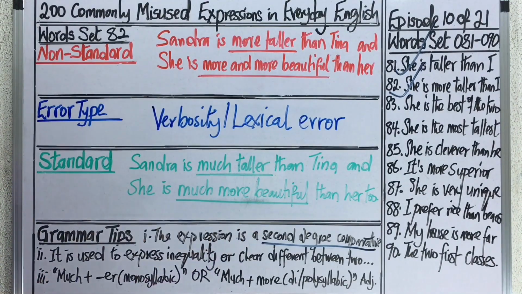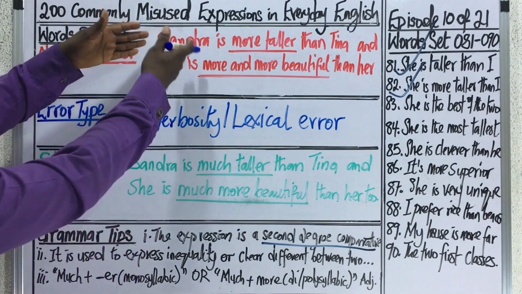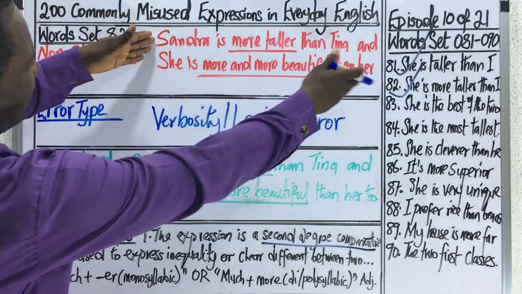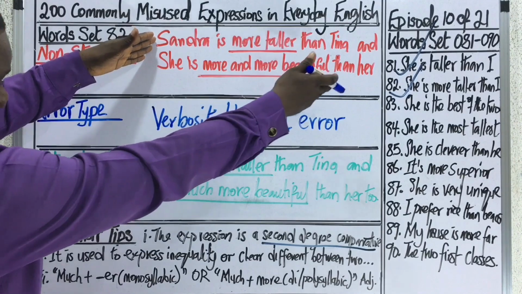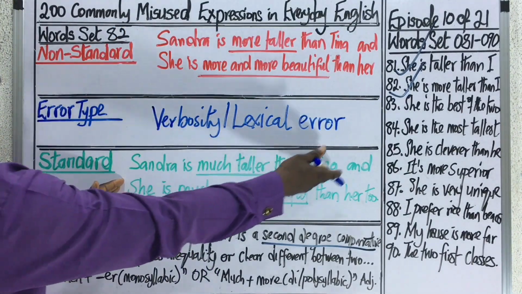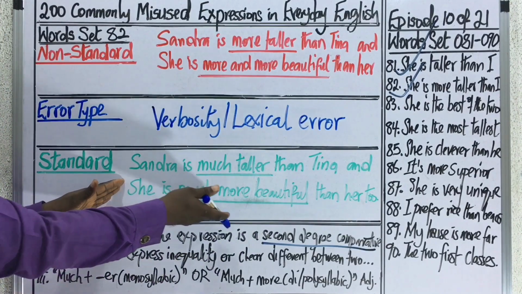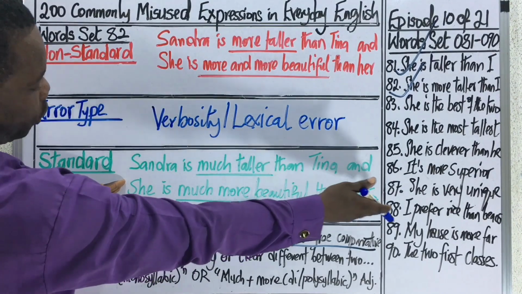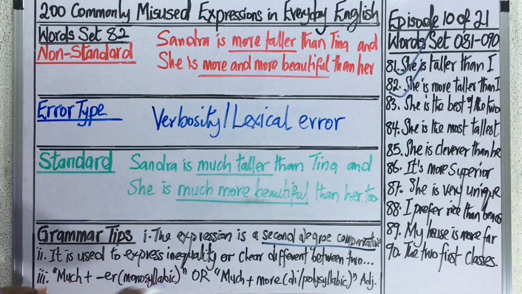They are all adverbs. So instead of saying Sandra is more taller than Tina and she's more and more beautiful than her, you could say Sandra is much taller than Tina and she's much more beautiful than her too, just like we have explained here.